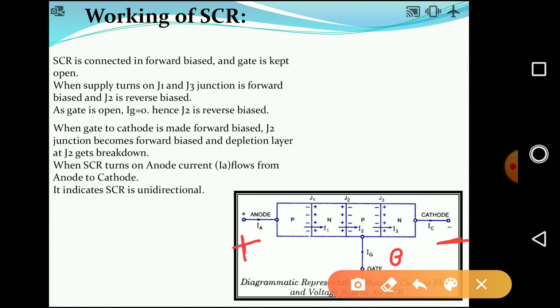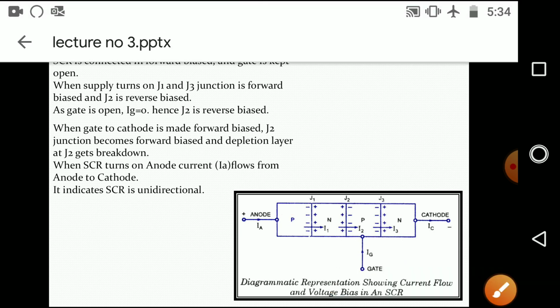The P layer has charge carriers of holes, and the charge of these carriers is positive. So the P layer has positive charge carriers. Next, the N layer has charge carriers of electrons, and the charge of an electron is negative. So the P layer has the positive supply and the N layer has the negative supply here. Due to this, the SCR is forward biased.